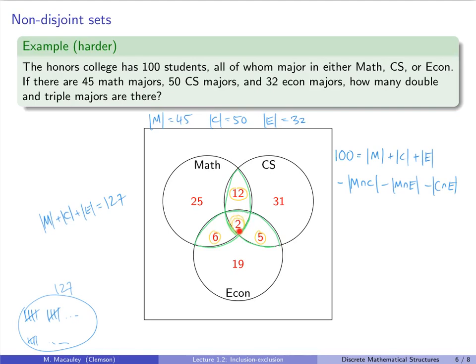These two people, let's see how many times we've counted them. We've counted them 3 times. We wrote down tallies 3 times when we did roll call for each of these. However, we have also removed 3 tallies for each of them because we removed a tally when we counted the double majors, all 3 of them. So at the end of the day, for each of these 2 triple majors, we have added 3 tallies and removed 3 tallies, so we haven't actually counted them. So we have to add them back: M intersect C intersect E.